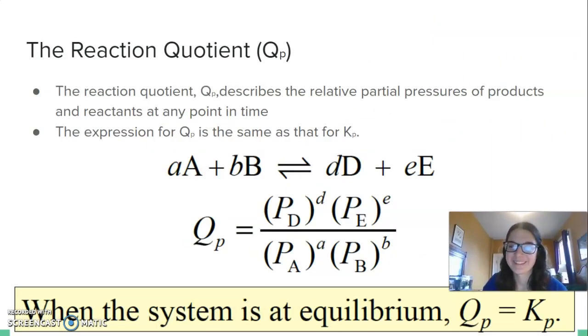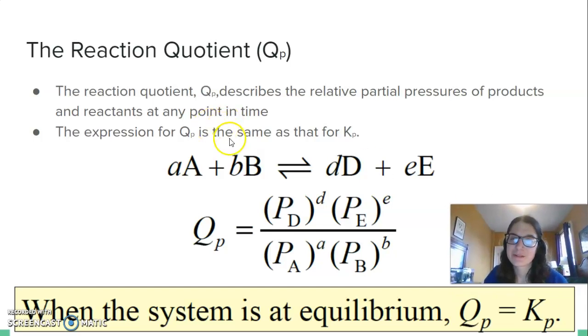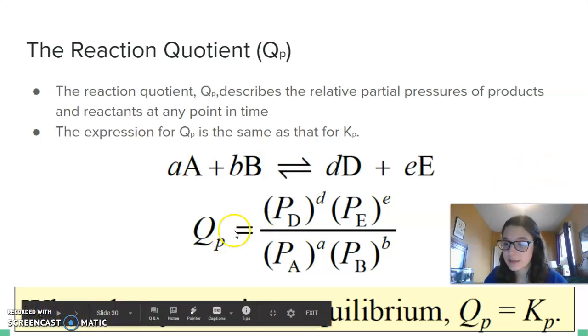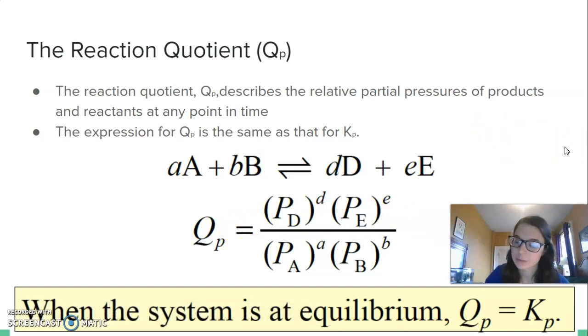Okay, there we go. We can also use a reaction quotient Qp that describes the relative partial pressures of products and reactants, this time at any given point in the reaction. So it's related to Kp, it's the same idea, the same overall expression, but this time we can use this Qp at any point in time, whereas Kp is only at equilibrium. We have to be in equilibrium to find the Kp, the equilibrium pressure constant. But it's the same exact setup.